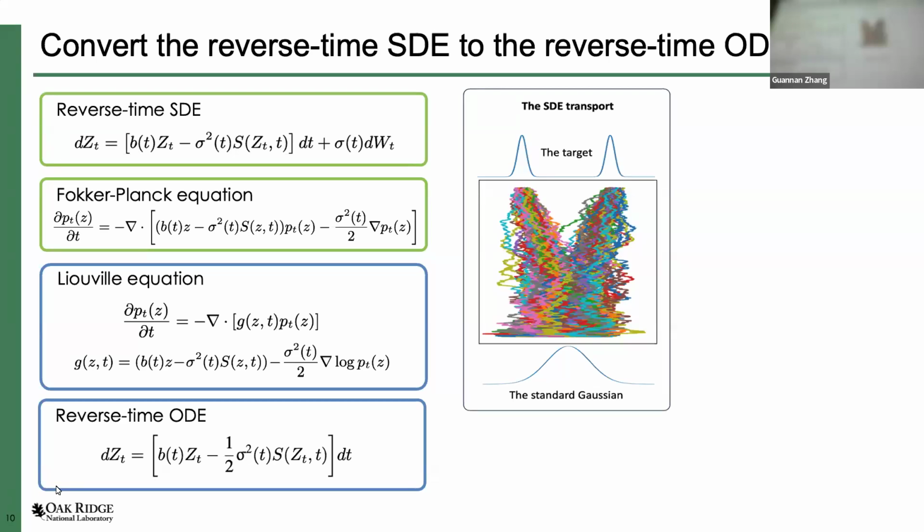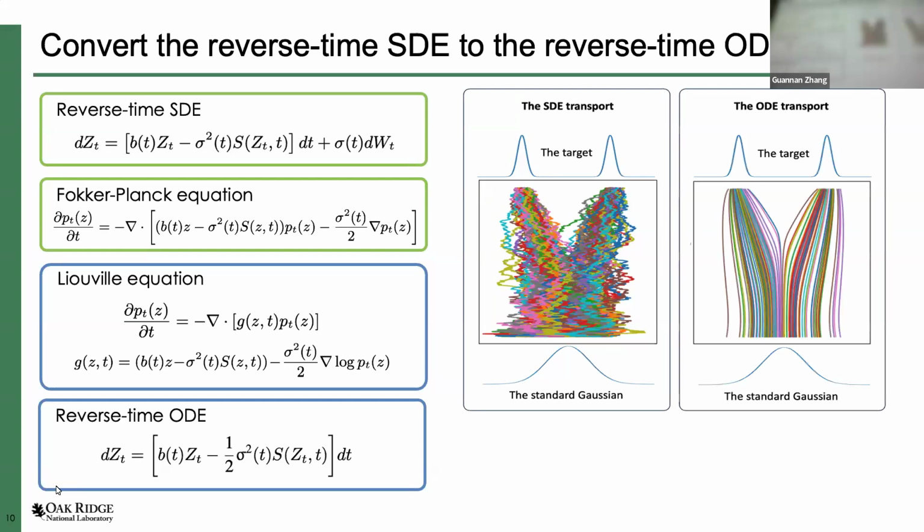And if you plot the path of the ODE, that's the path of the ODE system. If you look at the initial state and terminal state, each path formulates a very nice pair of label data. So that's why, when we generate the label data for training the generator, we don't solve the SDE, we solve the backward ODE. The distribution of this path at each time step is the same as the distribution of the Fokker-Planck equation, but the path is different.